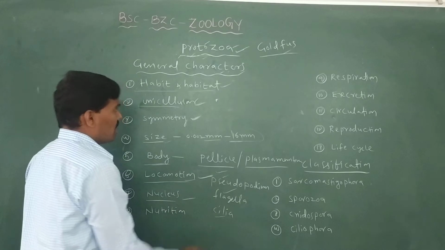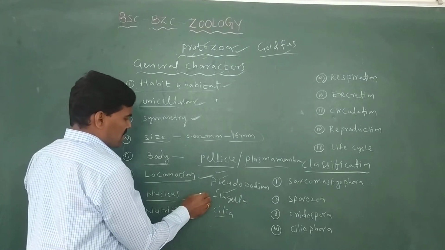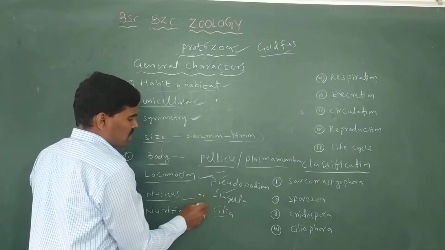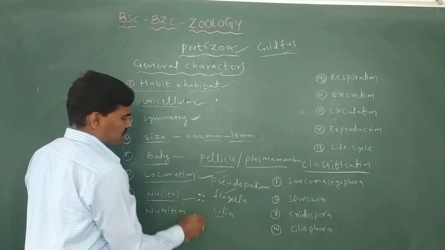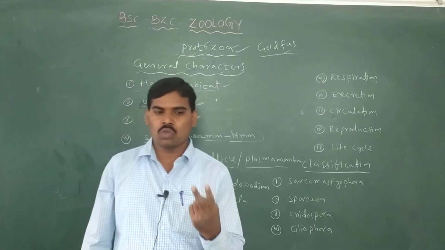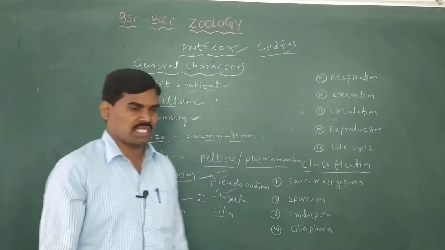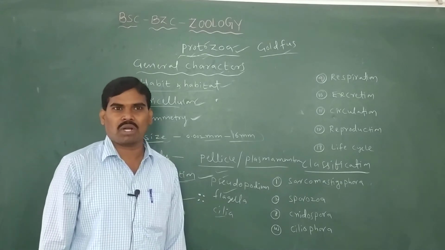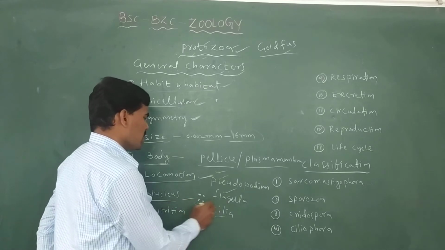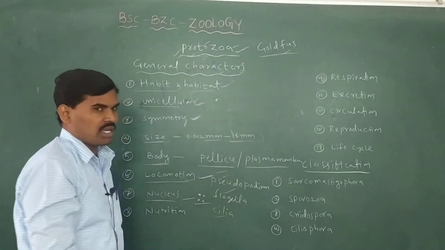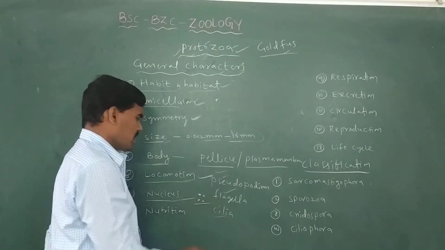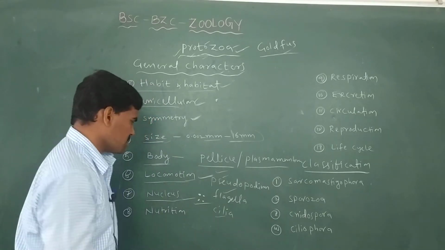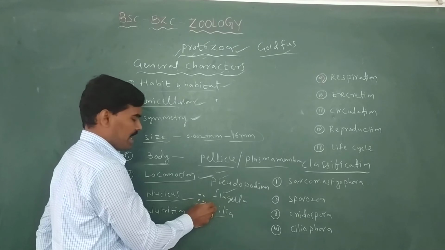Next, the nucleus. In the protozoan phylum, the single cell contains one nucleus, two nuclei, or more than two nuclei. That is, uninucleate, binucleate or multinucleate. Okay, clear? Single, two, or multiple nuclei are present in the protozoan phylum of animals.